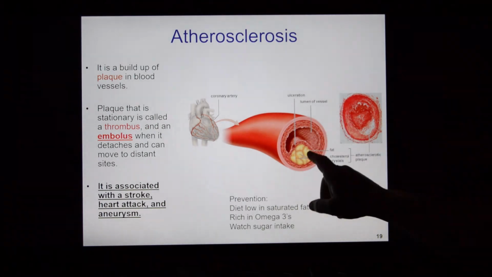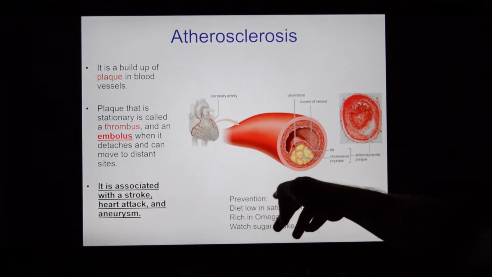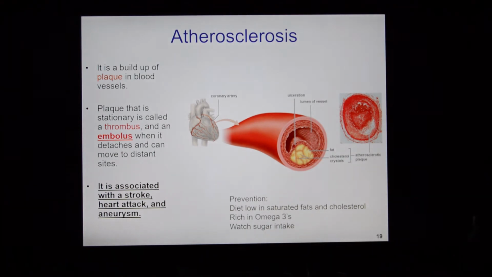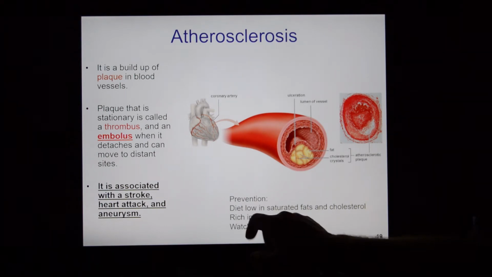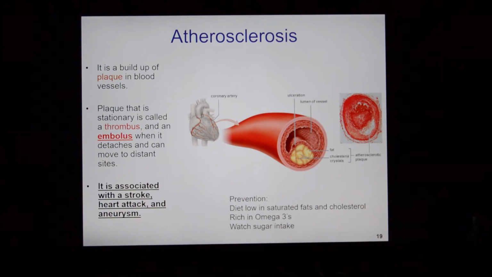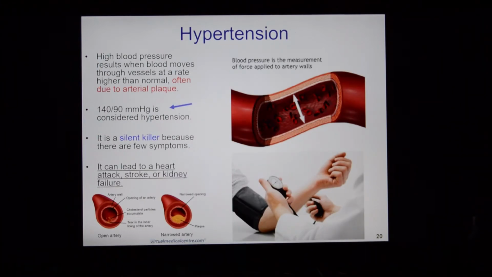The best way to prevent this from being a problem is by having a lot of omega-3 fatty acids in your diet. So eat fish once or twice a week. Take omega-3 pills, decrease your sugar intake to decrease inflammation in your vessels, and you can really, really reduce your chances of having heart disease. All right, so let's talk hypertension.